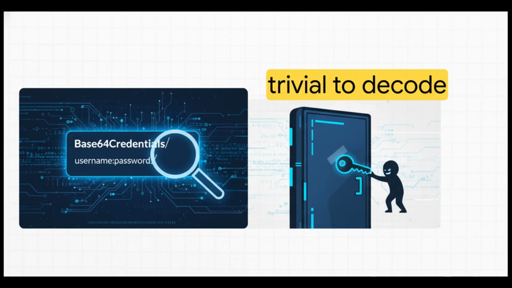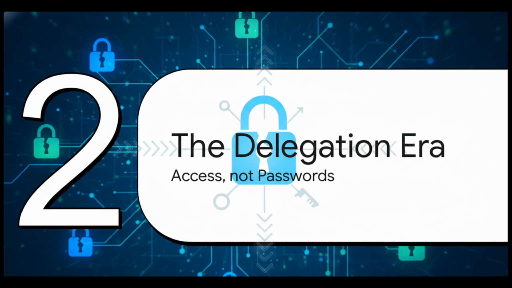Just a terrible idea. So, obviously that huge security hole in Basic Auth got developers thinking. They started asking a really important question. How can I let another app access my data without just handing over my password? And that question, that's what kicked off the whole era of delegation.